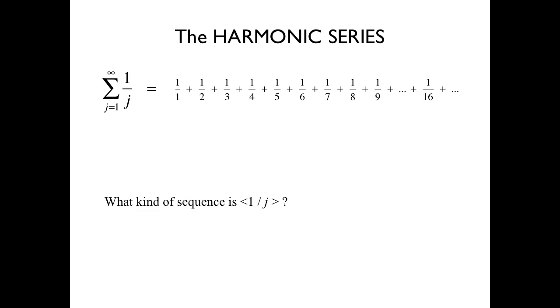Thinking about Friday, this series is based on the sequence 1 over j. What kind of sequence is 1 over j? Vivian knows? Just what kind of sequence is it before we say converges or not? Yeah, with p equals? It's 1 over j to the 1. So this is a p sequence, right? With p equals 1.